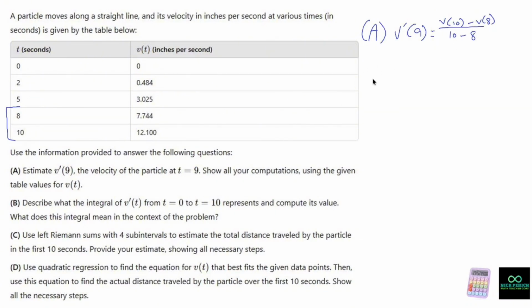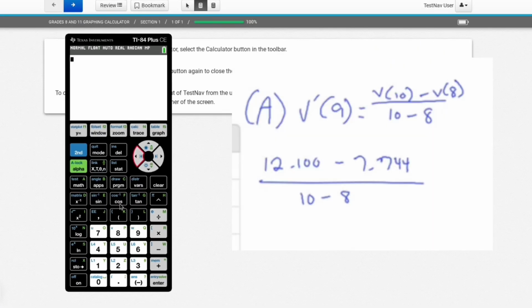So we'll run to our calculator and find out what V of 10 minus V of 8 over 10 minus 8 is, with V of 10 being 12.100 and V of 8 being 7.744. We'll just throw all of that into a calculator, get some number, and see what happens. All right, let's plug stuff in.